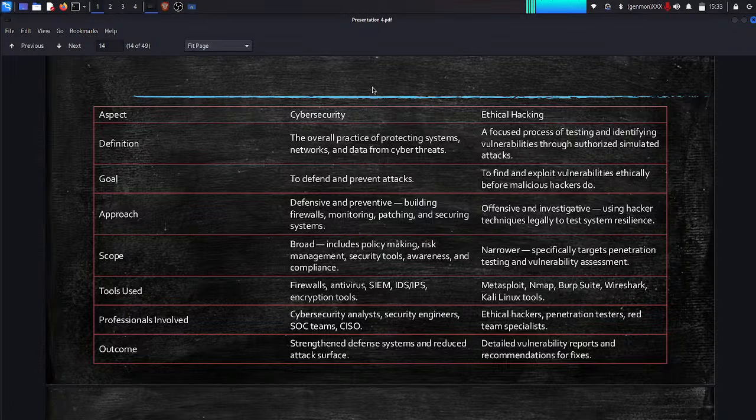What is the goal of cybersecurity? To defend and prevent attacks. In ethical hacking, it is to find and exploit vulnerabilities ethically before malicious hackers do. What is the approach to security? There are defensive and preventive ways: firewalls, monitoring, patching, securing. Patching is done after all the steps performed in penetration testing. You get to know about some vulnerability, so you need to fix it. The process of fixing a vulnerability is known as patching. In defense, you need to secure the systems. Ethical hacking, as already discussed, is offensive and investigative, so it is a kind of detective work.